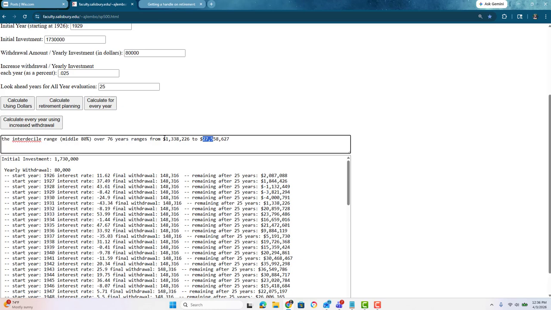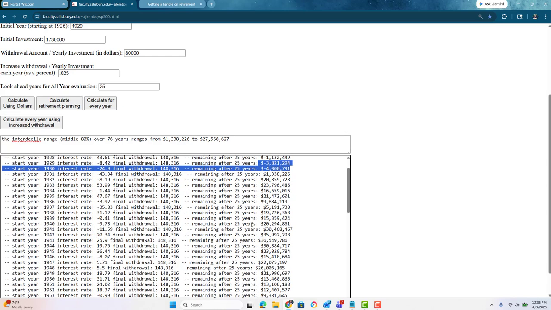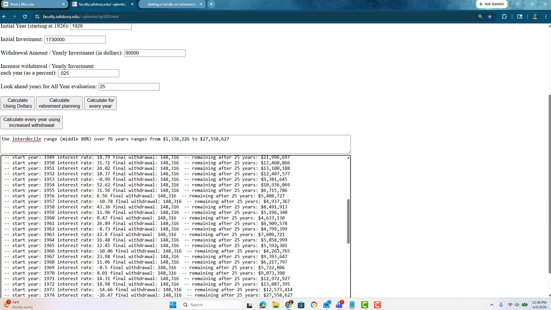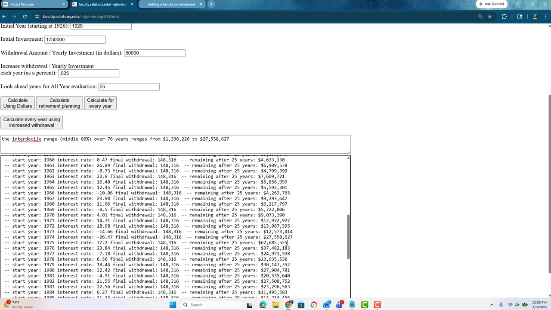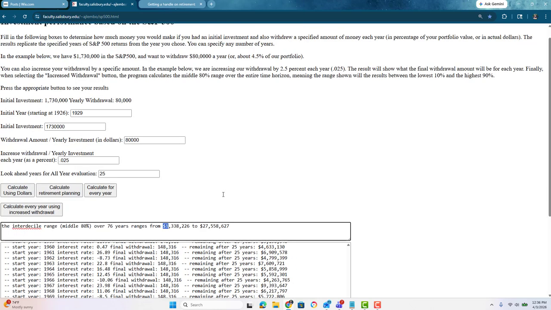I drop out the lowest 10% of the returns. Clearly, these numbers would be in the lowest 10%, and I drop out the highest 10%. So probably this 36 million would be one of those as well. Oh, here's 162 million. That wouldn't be included. So you have about an 80% chance under the historical S&P 500 to get between 1.3 million and 27 million.